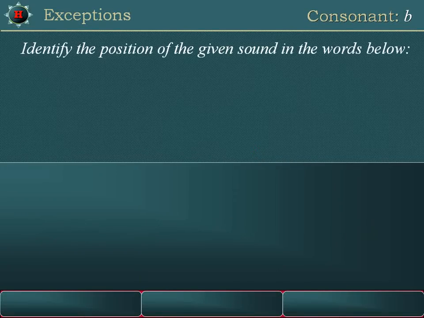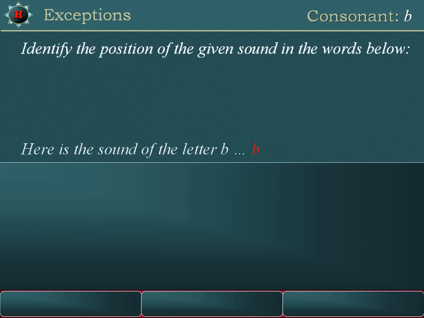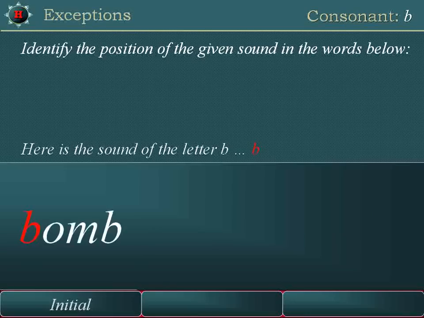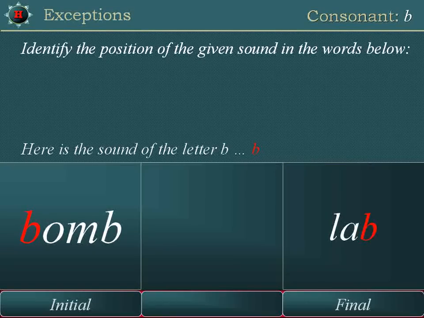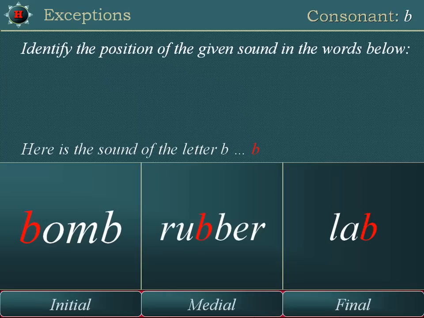Identify the position of the given sound in the words below. Here is the sound of the letter B. B. Bomb. Initial position, bomb. Yes, B is in the initial position. Lab. Final position. Lab. Yes, B is in the final position. Rubber. Medial position. Rubber. Yes, B is in the medial position.